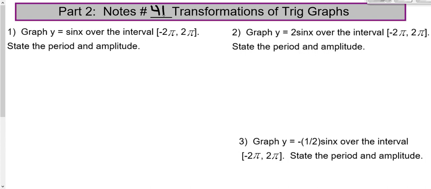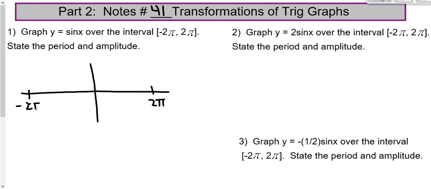Okay, here we go. I have 8 problems for us to work through. And we're going to start with number 1, graph y equals sine of x over the interval from negative 2 pi to 2 pi, state the period and amplitude. This should look familiar if you just did the first part to the first video because we practiced all of these. So draw your axes, label your x-axis with negative 2 pi and 2 pi, label your y-axis with 1 and negative 1, make 4 sections in your region between 0 and 2 pi, and 4 sections in your region between 0 and negative 2 pi.